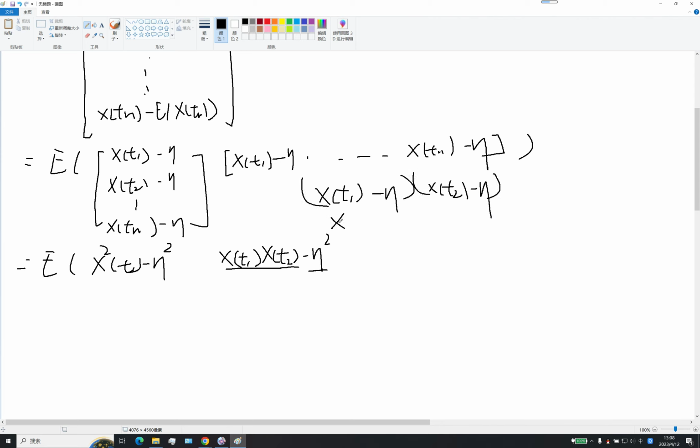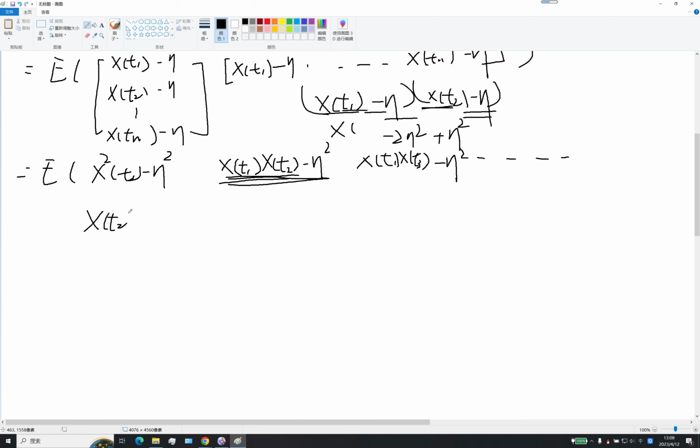So this part is this, and this part minus this, and this part minus this is minus 2 eta squared, and the last one is plus eta squared. So the last one we get is this. And also we know that the rest of them are X(t1)X(t3) minus eta squared, and so on. And this is X(t2)X(t1) minus eta squared, and so on. And the last one is X(tn) squared minus eta squared.